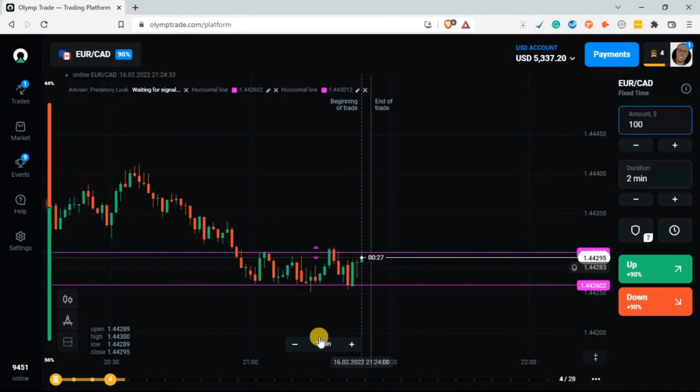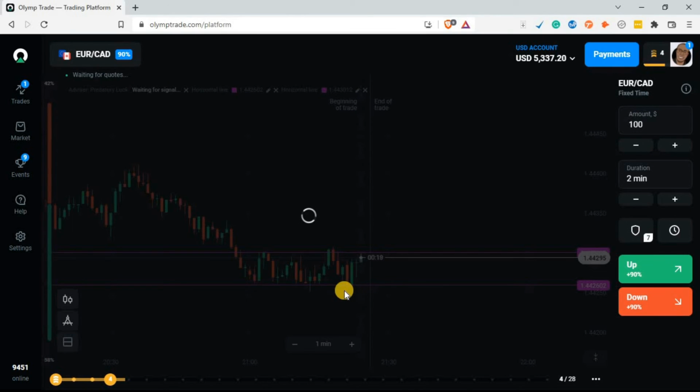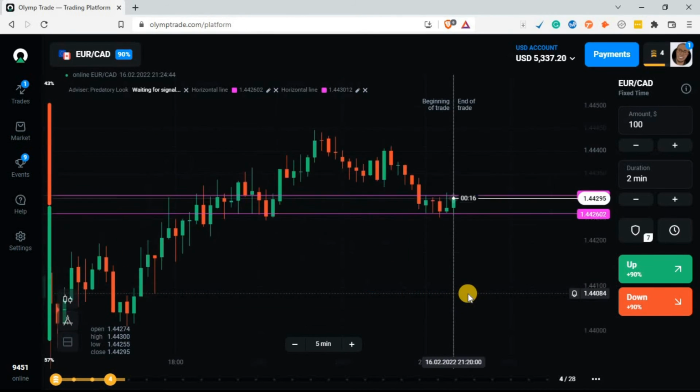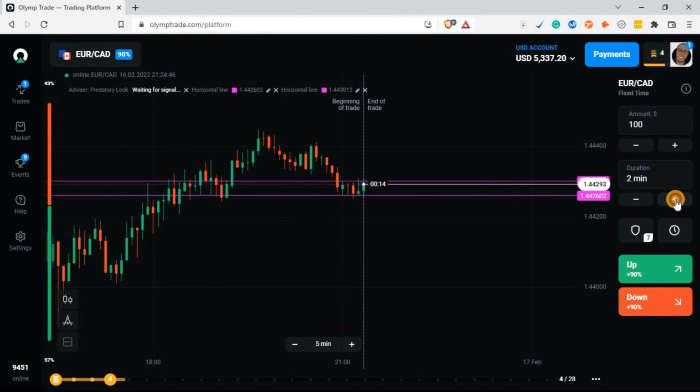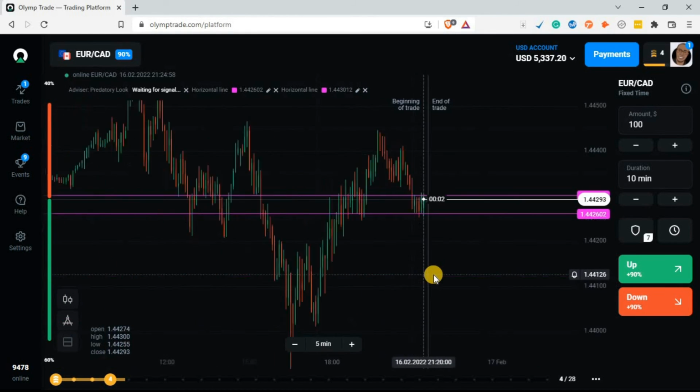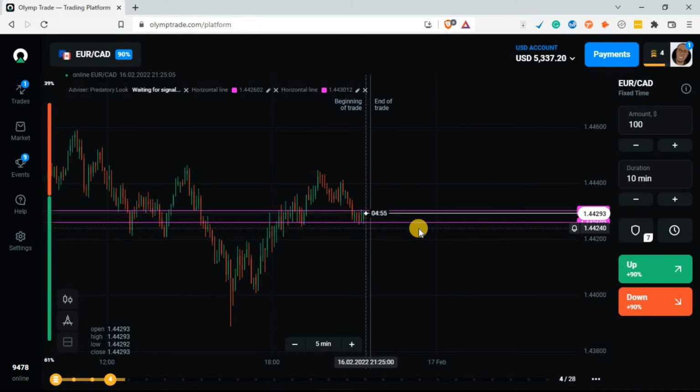My trade duration most of the time is 2 times the time frame that I'm analyzing. So if I was analyzing a 5-minute chart, I would trade 10 minutes. The same thing applies if I was analyzing 15 minutes, I would trade 30 minutes. I would open a trade that will last 30 minutes. Why? This is to give the market time to react to my analysis.